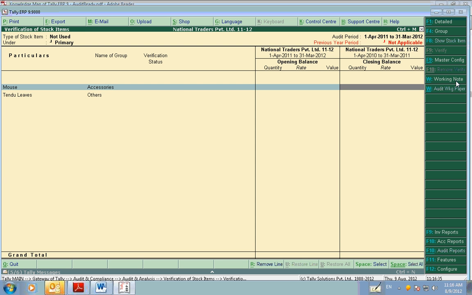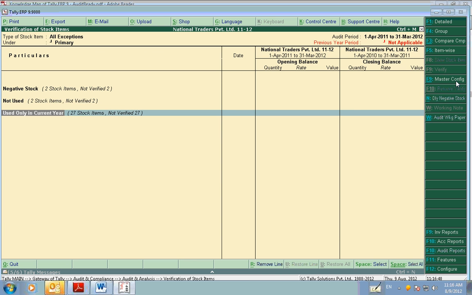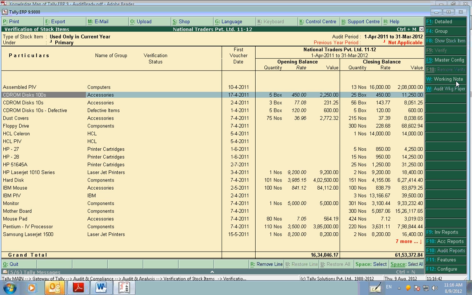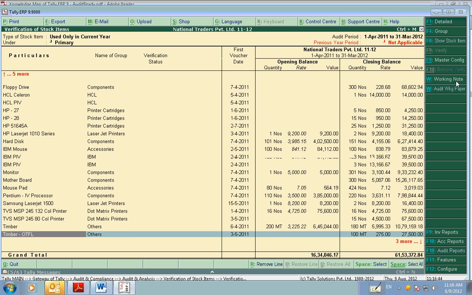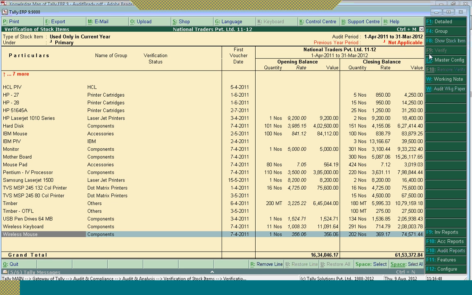Right? Was a stock item unnecessarily created and used only in the current year? Similarly, what are these stock items suddenly appearing in the current year? Are they authorized to deal with those items? Clear? So this is all about your verification of chart of accounts and the stock items.